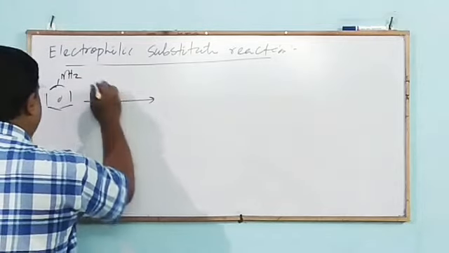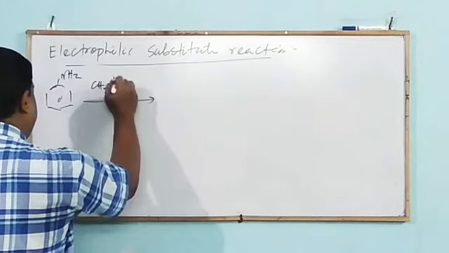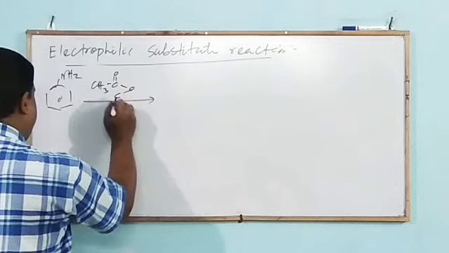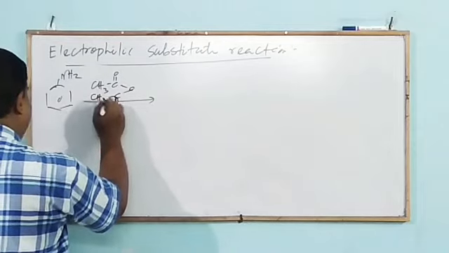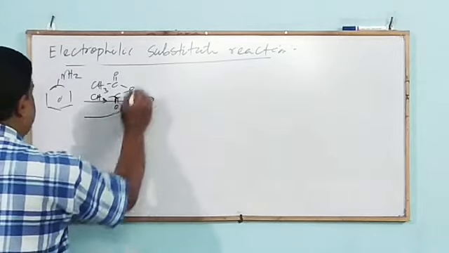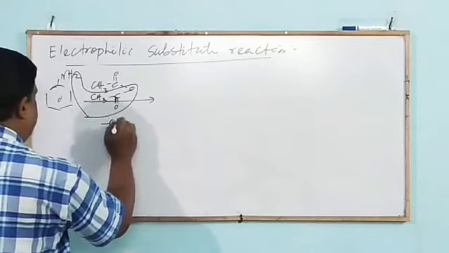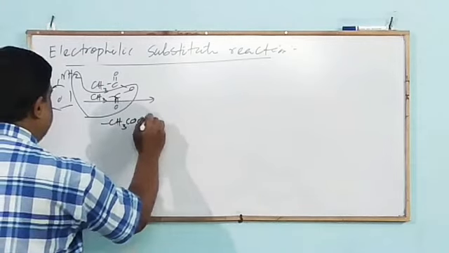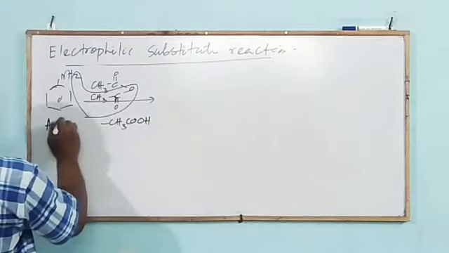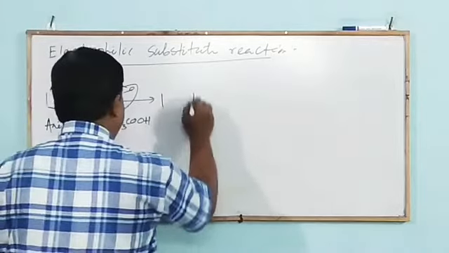NH2 reacts with acetic anhydride. Mark that. The same byproduct is there, that is acetic acid. Its name is aniline. What is the form?